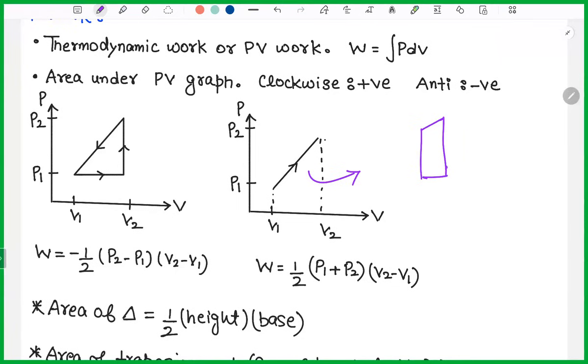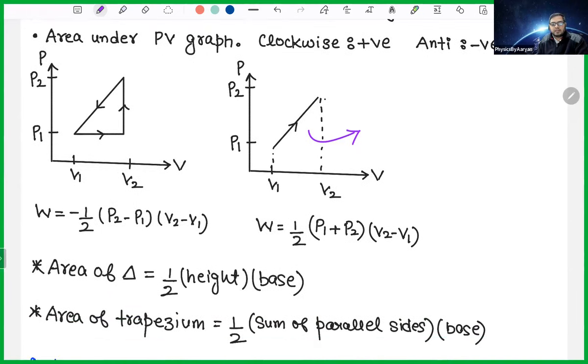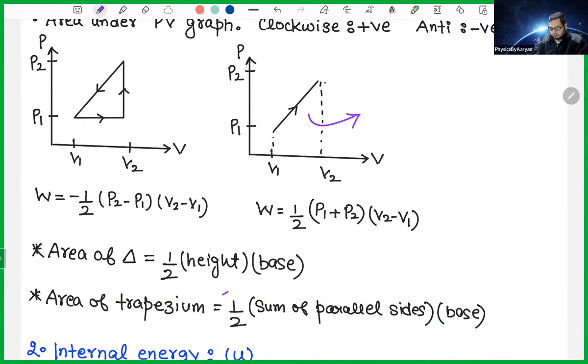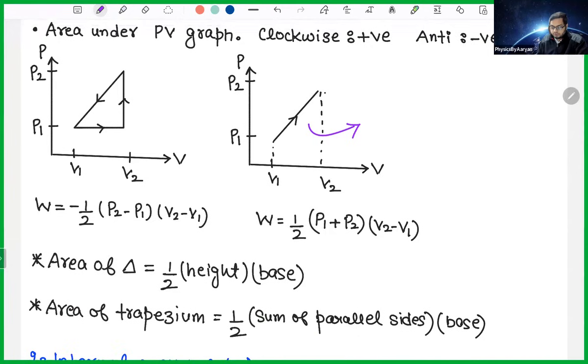Trapezoid, trapezium, right? So this is a trapezium. We need to calculate the area of the trapezium. The area of a trapezium is given by half of the sum of parallel sides into the base. So this is half the sum of parallel sides.